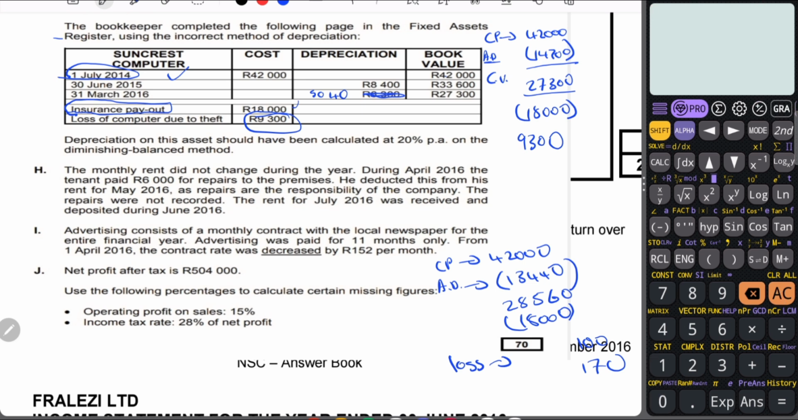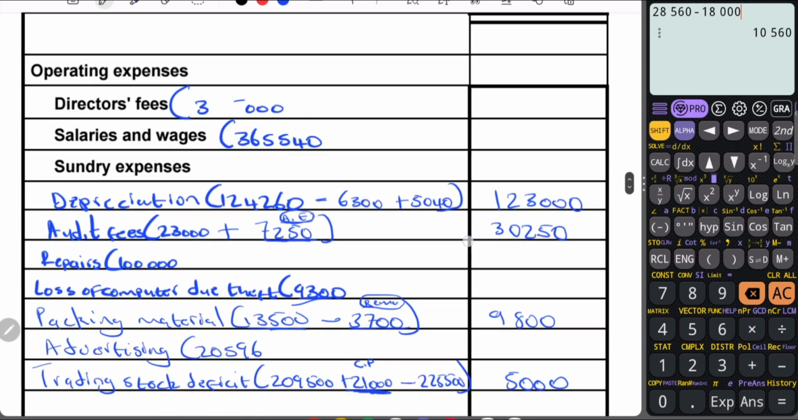I think I'm making a mistake. It's going to be 28,560 minus 18,000. Oh, the loss is 10,560. Guys, the loss was supposed to be 10,560, not the one that we are given here. Let's go now and correct it.